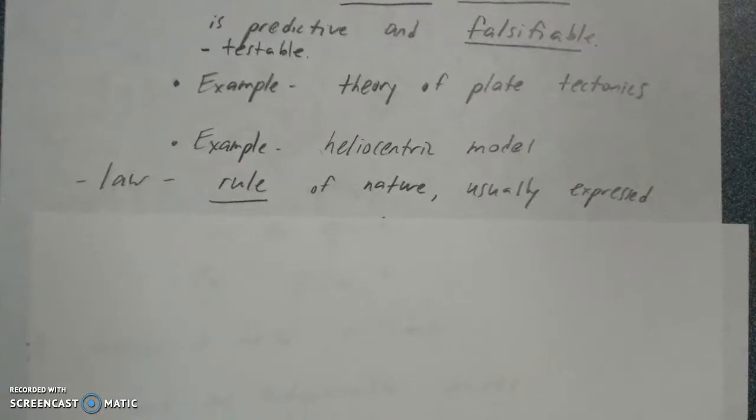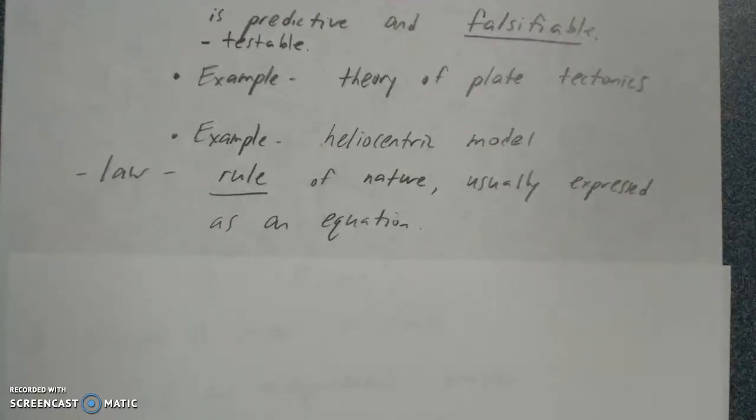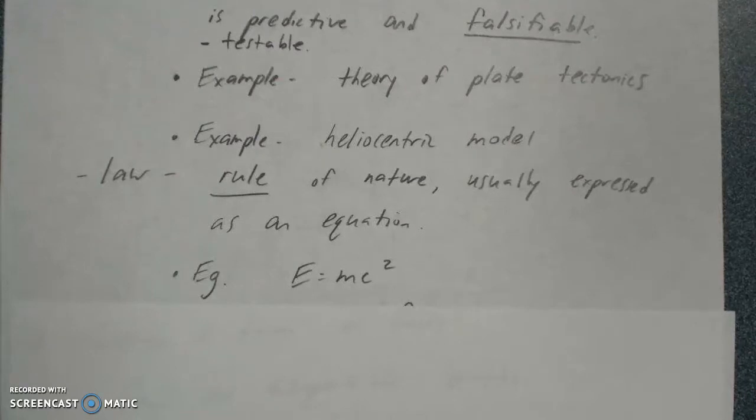A law is a rule of nature, usually expressed as an equation. An example of that would be the famous equation E equals mc squared. And the person who came up with that, as some of you probably know, is Einstein. And what that equation stands for is that energy is equivalent to the mass of an object or particle multiplied by the speed of light squared of that particle. And so that's kind of just a description of how nature operates.